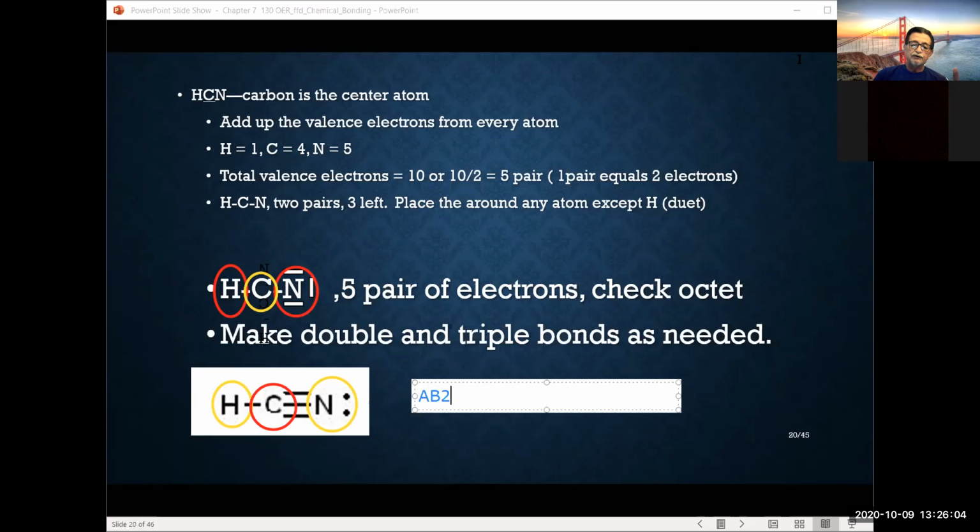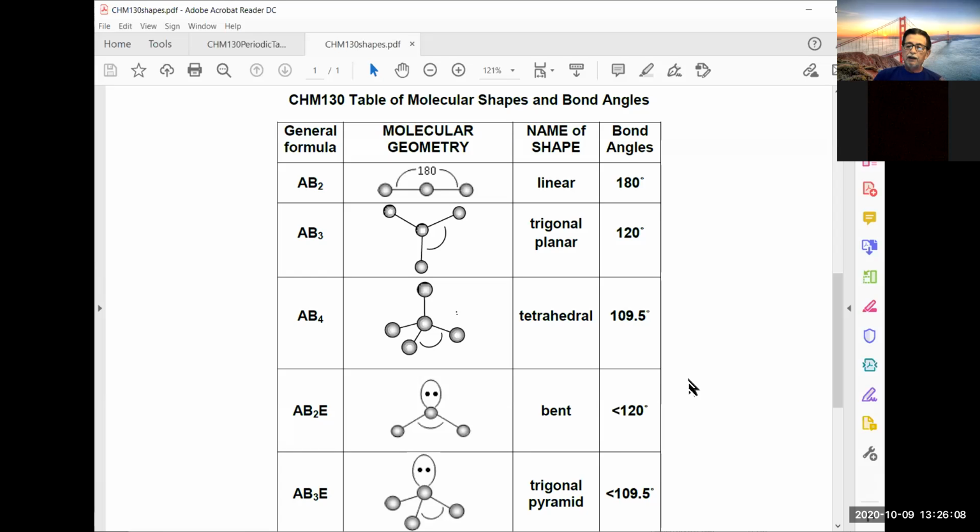So with that information, we go back to the shapes table and we look for AB2, and there it is, the first entry. The geometry is given there. The name of the shape is called linear, and the bond angle between, in this case, nitrogen and hydrogen is 180 degrees. Okay. All right.